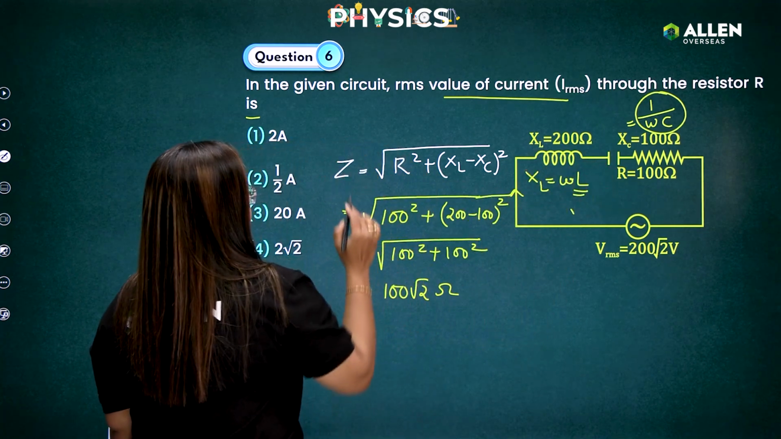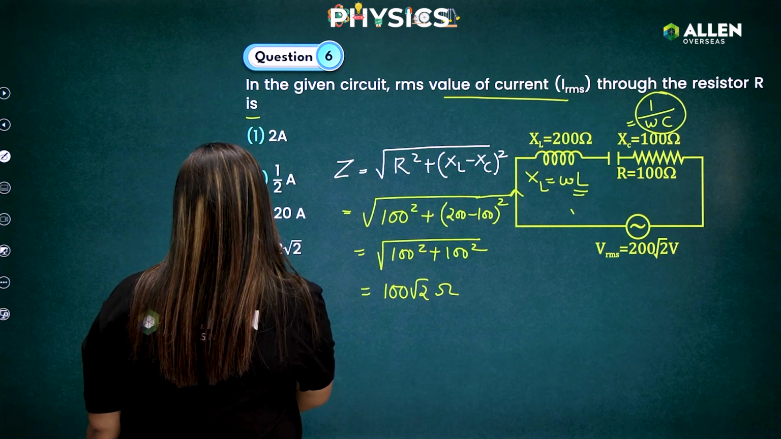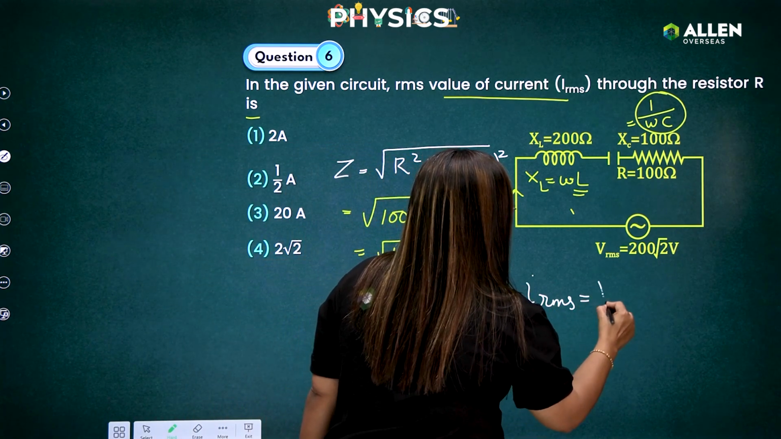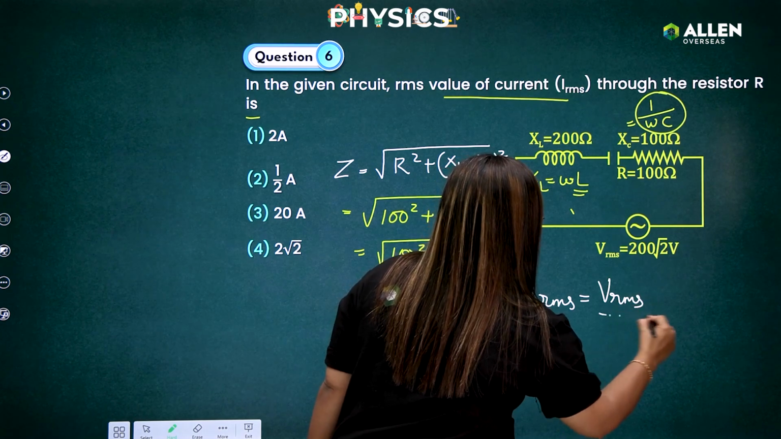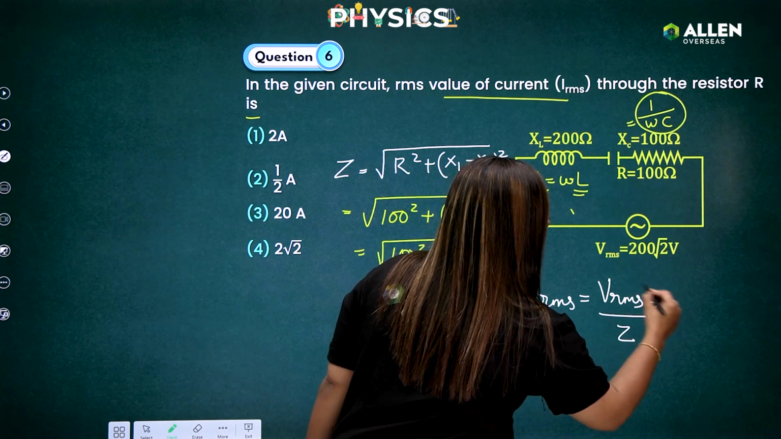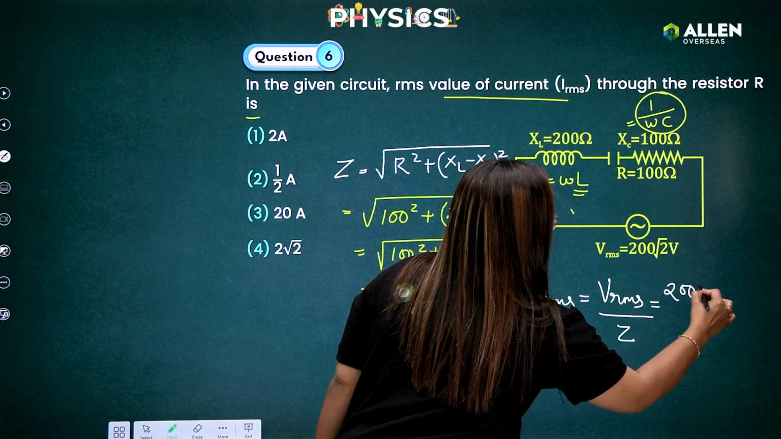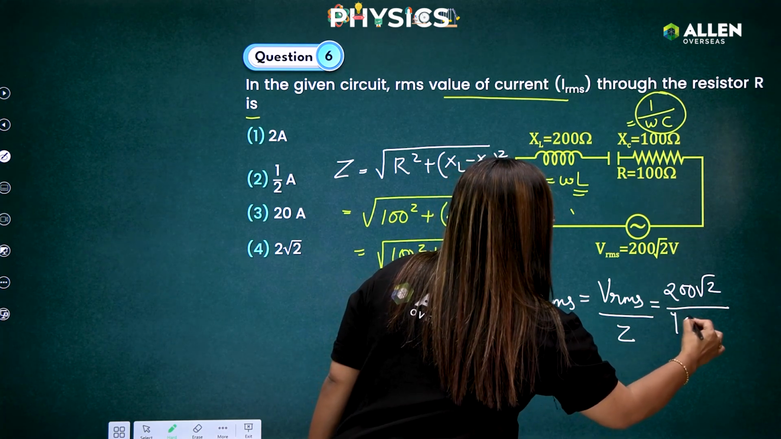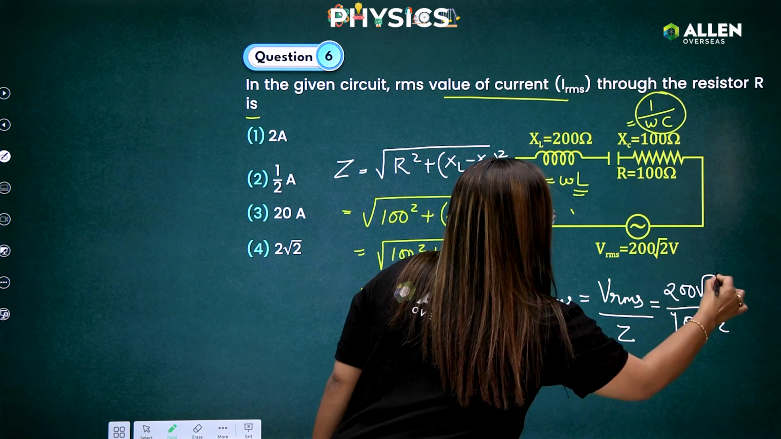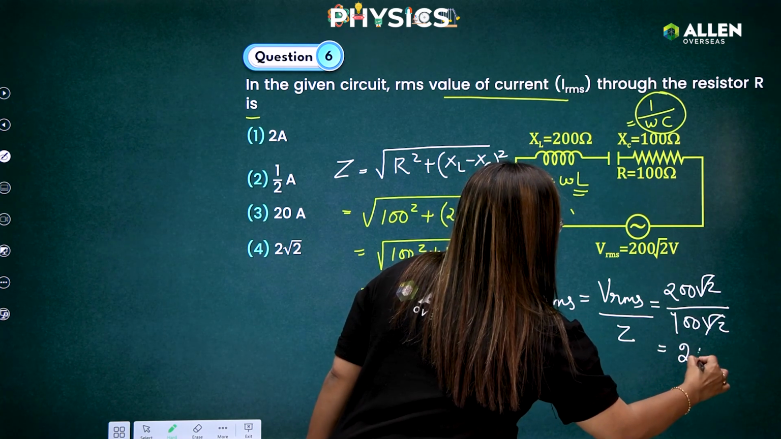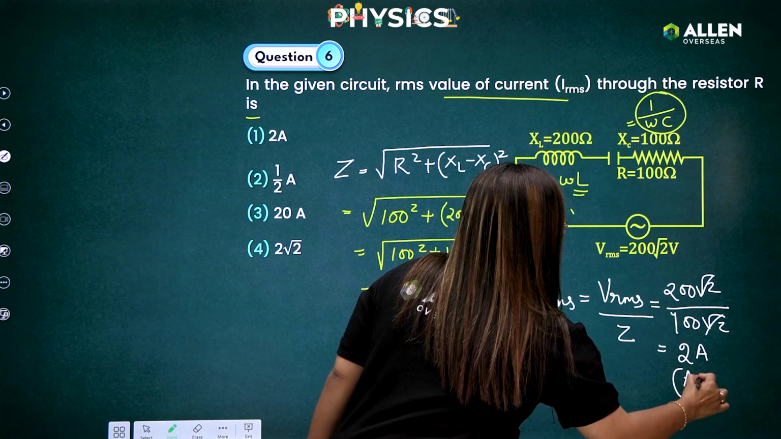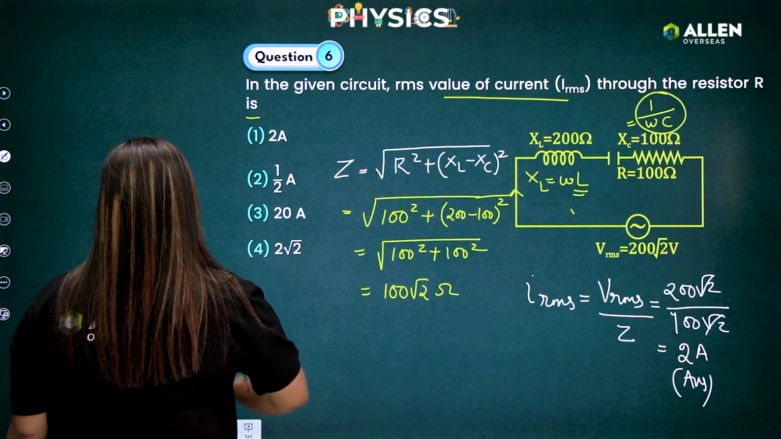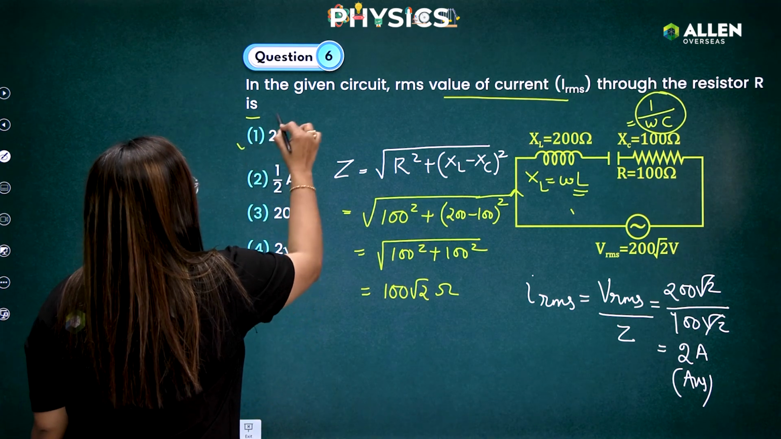So we are required to find the IRMS, which can directly be calculated as IRMS equal to VRMS divided by the impedance of the circuit. The VRMS has been given as 200 root 2, divided by the impedance calculated here, 100 root 2. These get cancelled. So finally we get the answer as 2 ampere, which is the correct answer to our question, and you can see that it is given in option number 1.